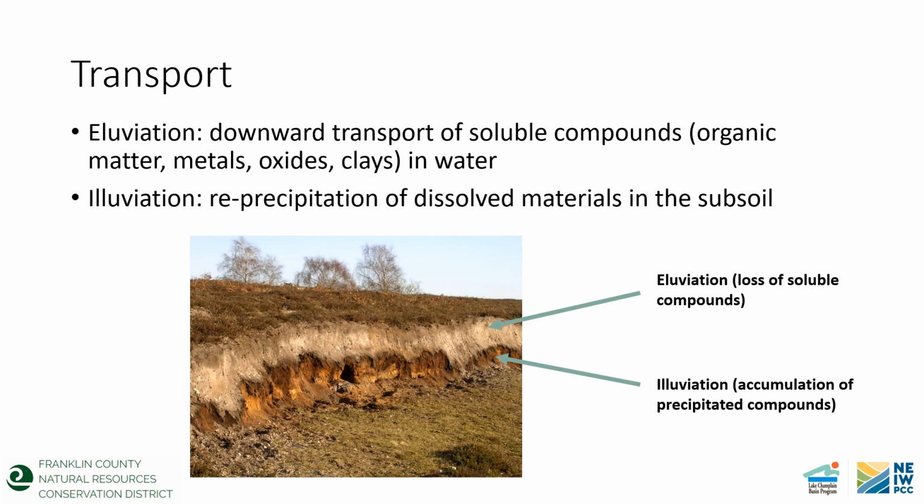Overall, these two processes lead to the redistribution of materials throughout the soil profile, removing materials from higher in the profile and bringing them deeper into the subsoil. This is a really important set of processes for causing the development of those distinct horizons or layers in the soil. The photo on the slide shows a very dramatic example of an eluviated horizon, which is very lightly colored, above the much darker illuviated horizon, where the washed out compounds from above have accumulated.